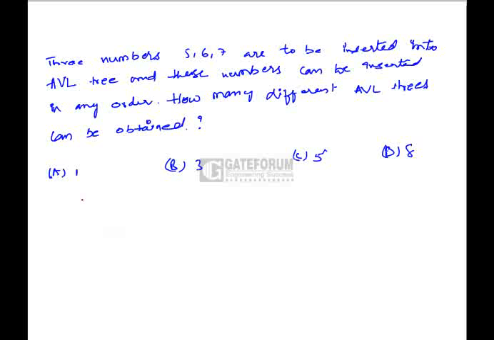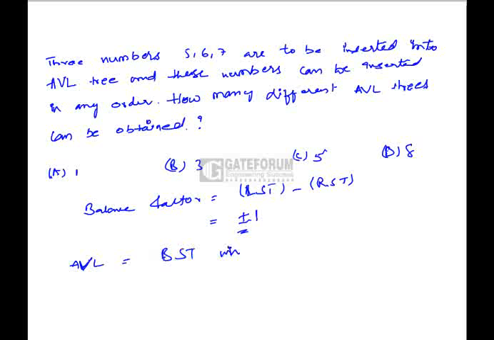So here the balance factor is nothing but the height of the left subtree minus the height of the right subtree. So this should be equal to plus or minus 1. So an AVL tree is nothing but a binary search tree in which every node has a balance factor of plus or minus 1.